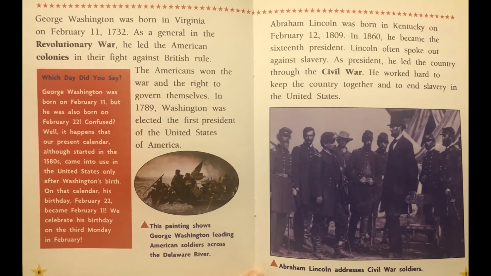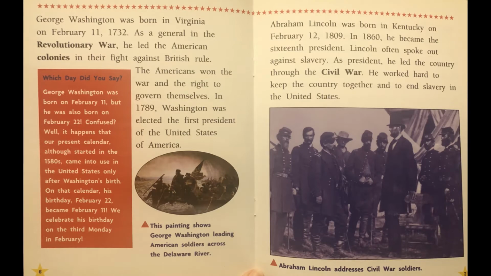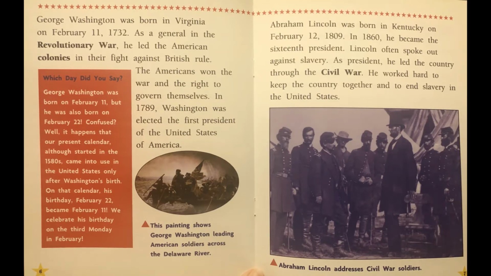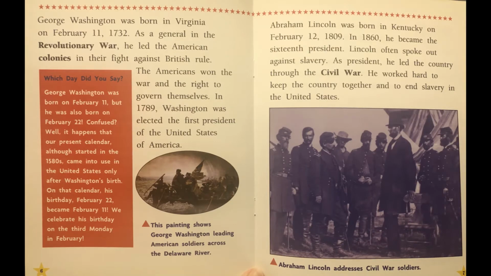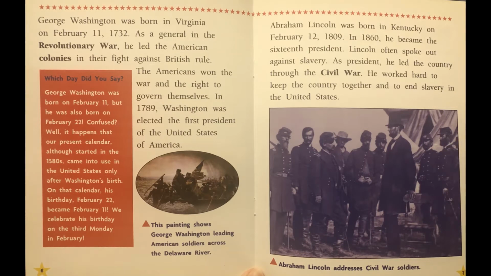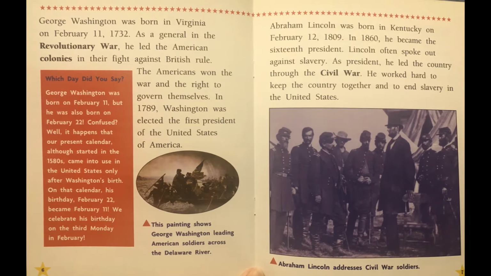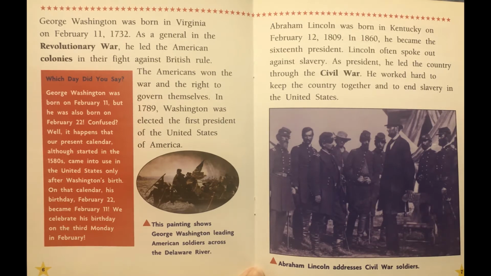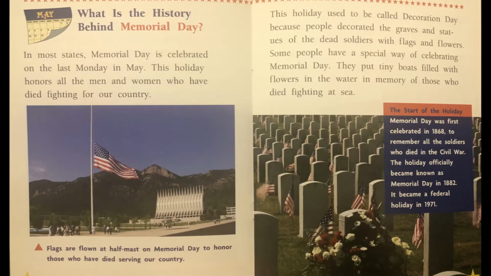Abraham Lincoln was born in Kentucky on February 12, 1809. In 1860, he became the 16th president. Lincoln often spoke out against slavery. As president, he led the country through the Civil War. He worked hard to keep the country together and to end slavery in the United States. If we look at our picture, we can see Abraham Lincoln addressing Civil War soldiers.